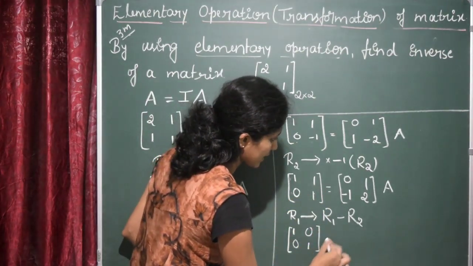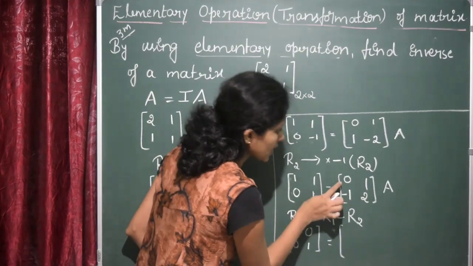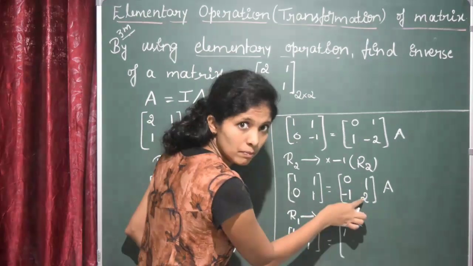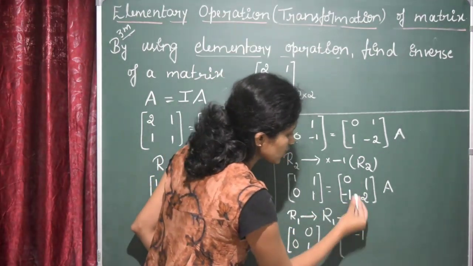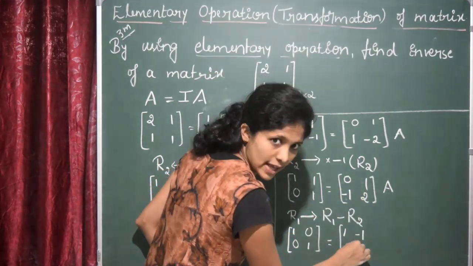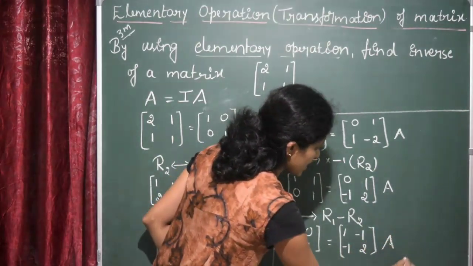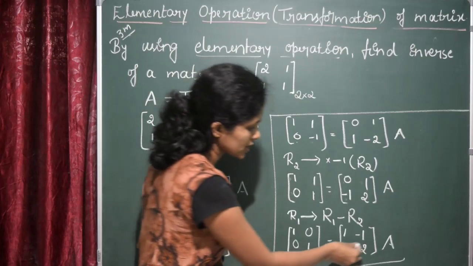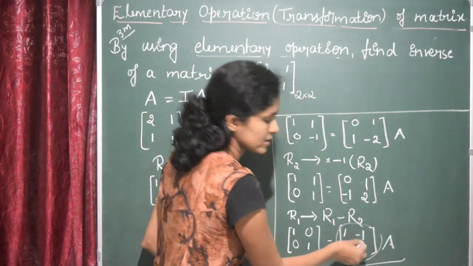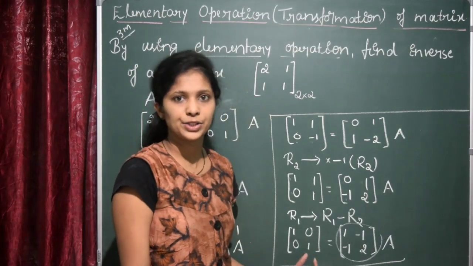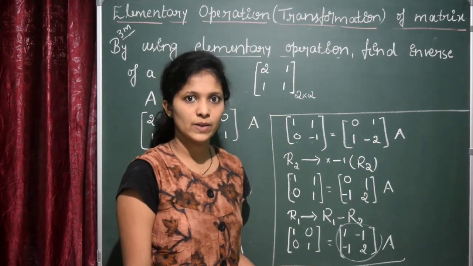We got the identity matrix, right? So this is equal to 0 minus of minus 1 will be plus 1. 1 minus 2, it is minus 1. So the last row is as it is, that is minus 1 and 2 into A. So we got the identity matrix here. So this will be the inverse of matrix A. You can check this, multiply these two, A and this. That should be equal to the identity matrix. I hope you understood this one.